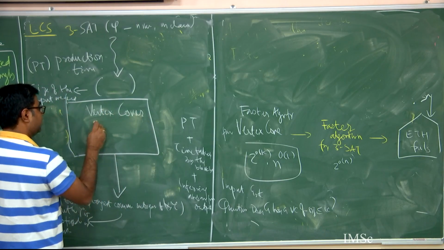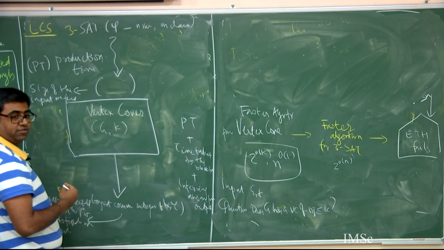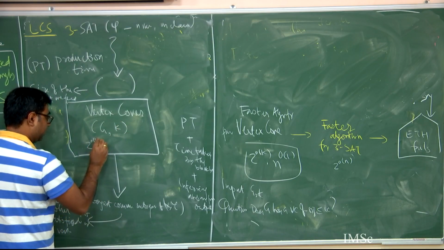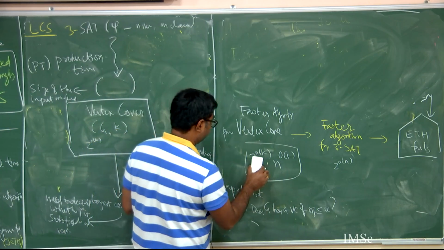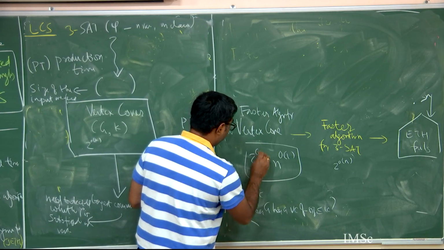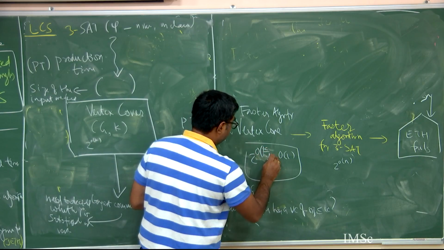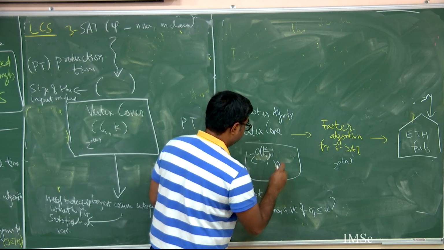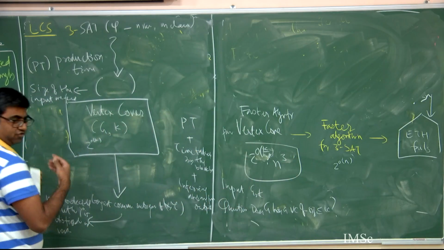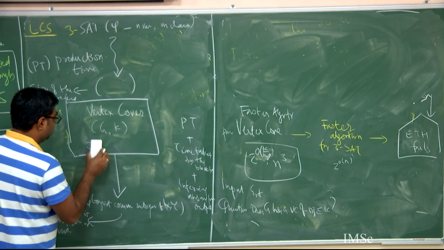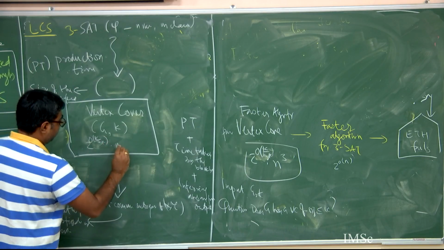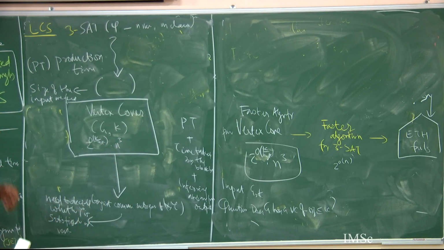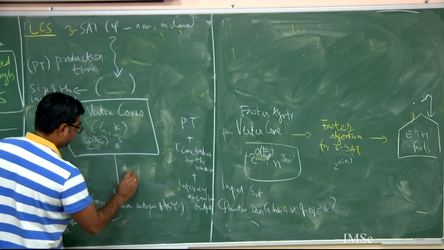What does it take? It takes G comma k. How much time does it take? 2 to the power little o of k. We can fix it if we want. Just for the sake of fixing it, let's fix this to be big O of k divided by log k, and let's say n cube. Just to be concrete, it wouldn't matter. In this n cube time, it decides whether G has a vertex cover of size k or not.